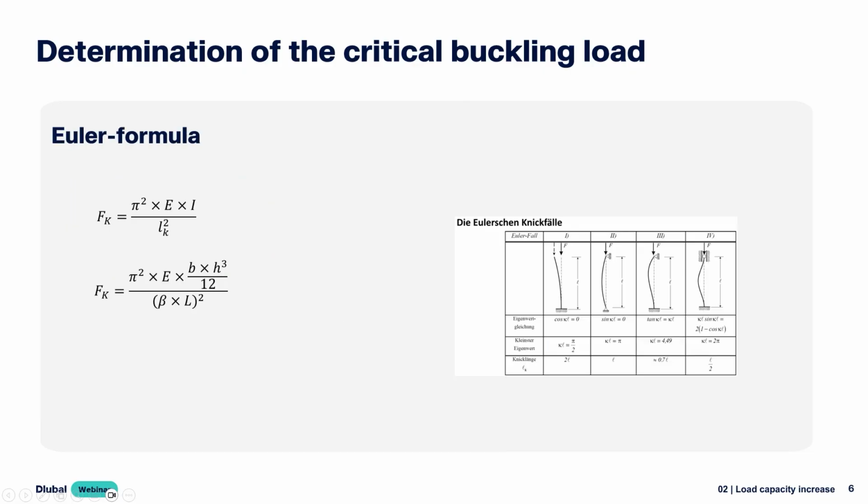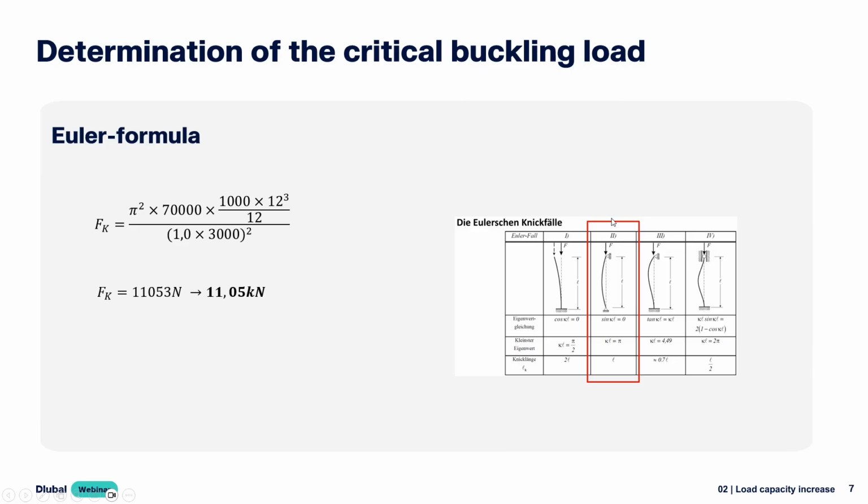So when we take a look at the formulas, we can use the Euler formula. It's F_cr equals pi squared multiplied by the E-modulus and the moment of inertia, divided by the square of the buckling length. The buckling length in our case, it's a pendulum. It's case 2, where the buckling length equals the length of the system. So when we fill the values into the formula, we get a theoretical critical buckling load of 1105 kilonewton. This can be easily checked with RFEM.